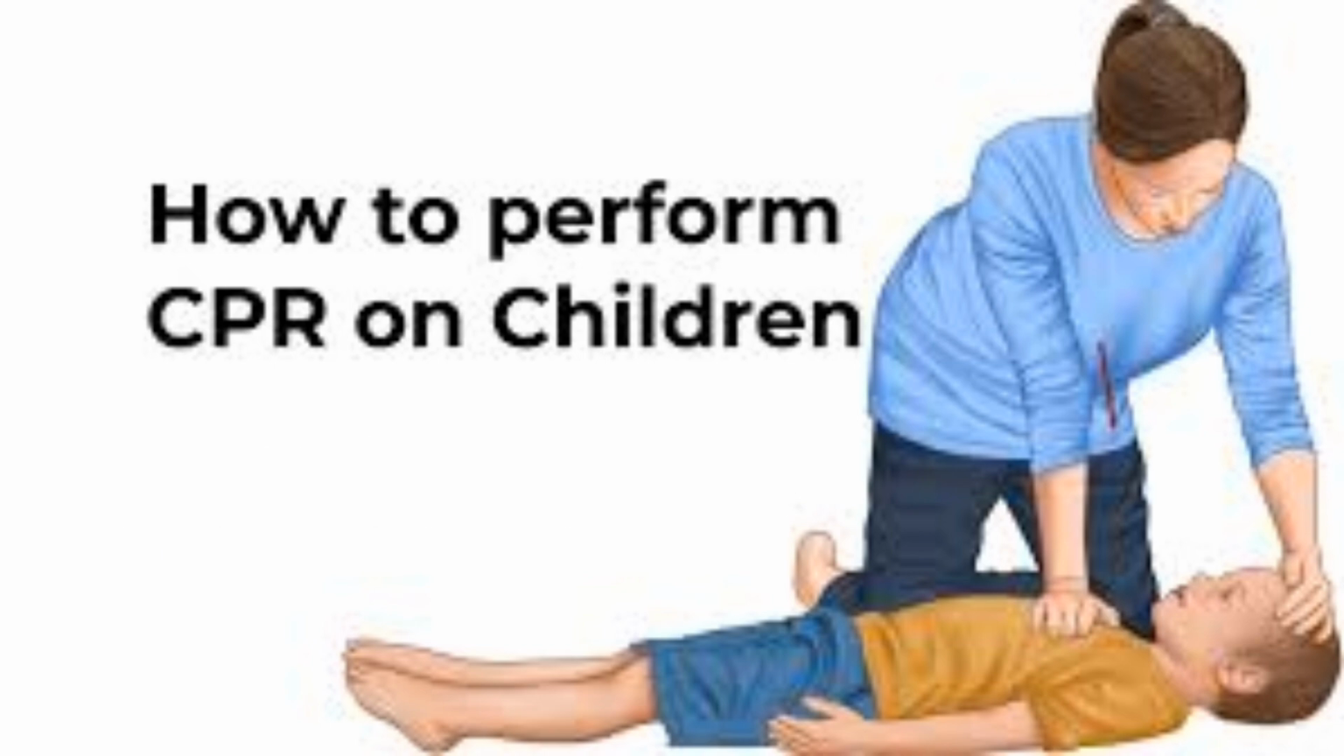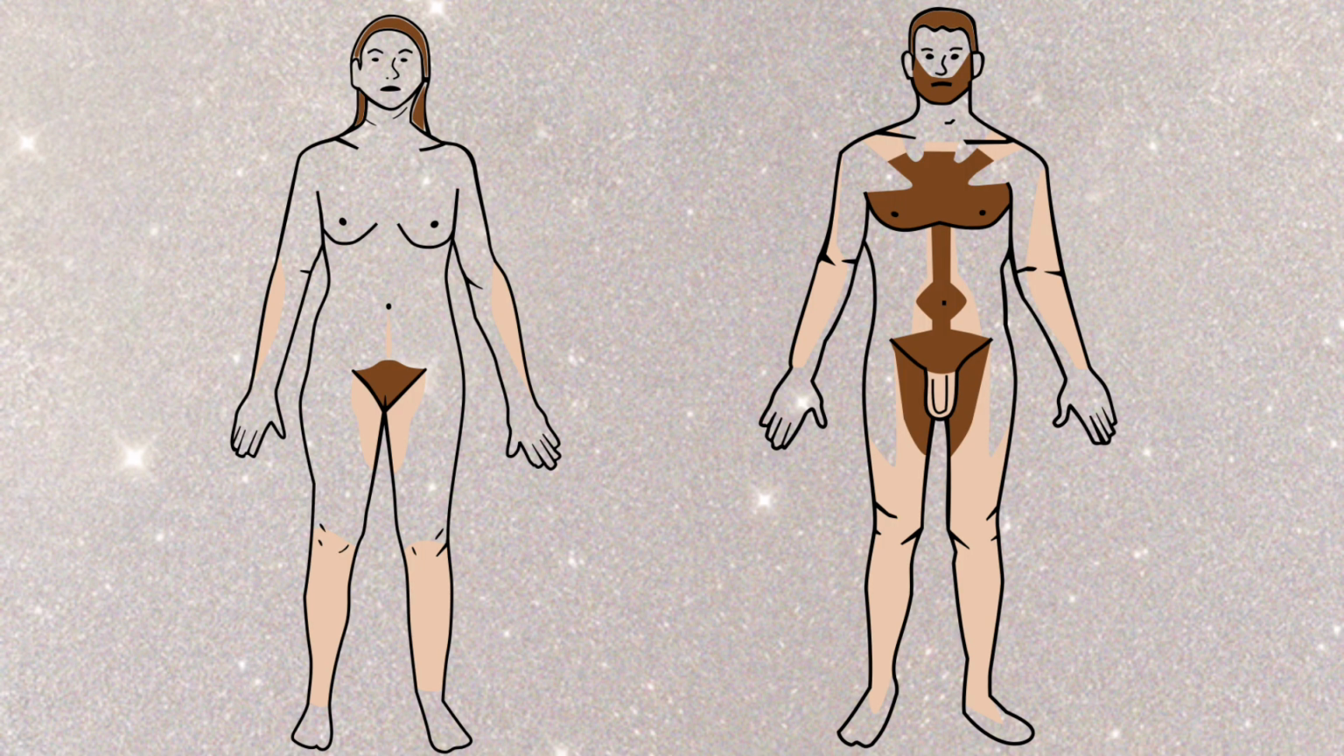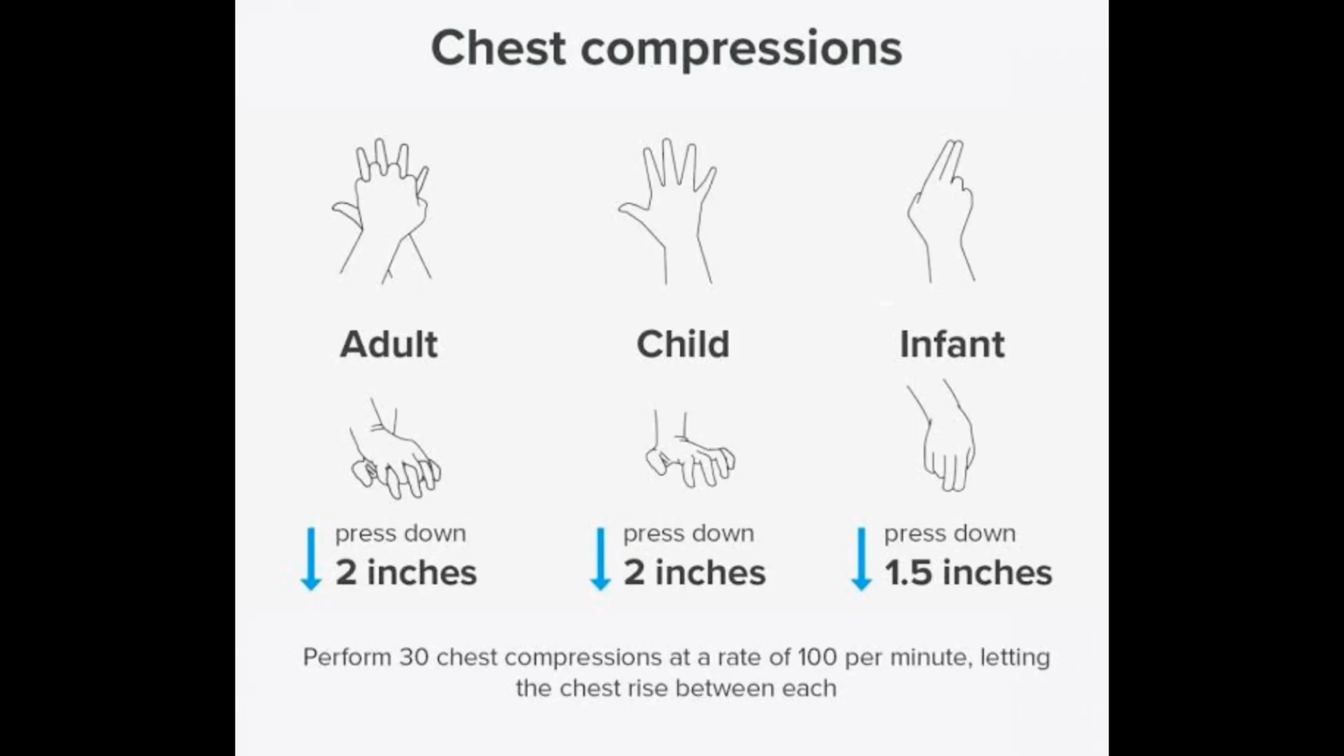How will you check for puberty? Chest and underarm hair in boys and breast development in girls. So for a good CPR, you can use 1 or 2 hands.